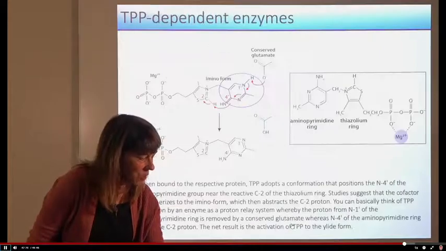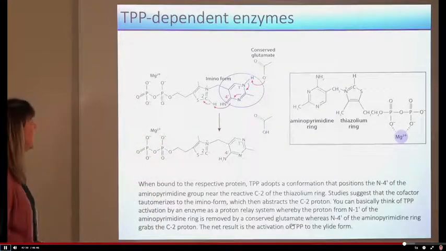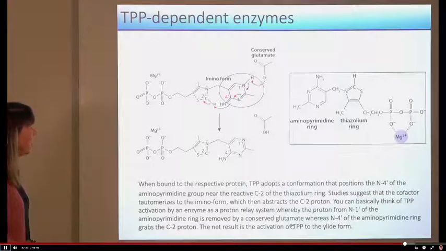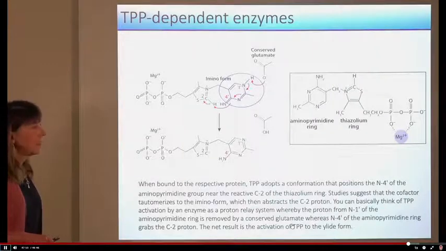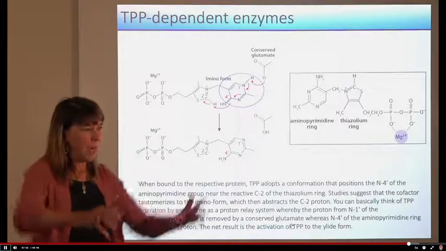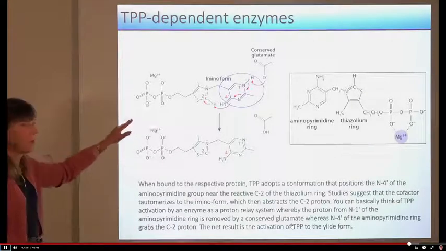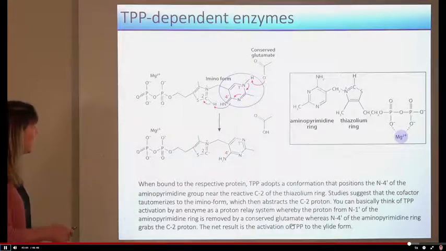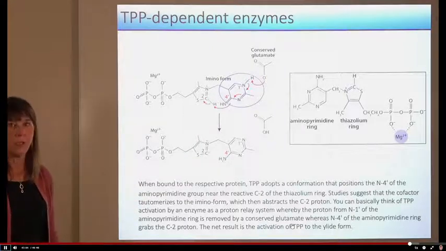But then the structures got solved of some TPP-dependent enzymes. And what they realized is that when it binds in this orientation, they think there's tautomerization going on, and there's a conserved glutamate that pulls that proton off here. These electrons get fed into here. This pulls off the proton here, and now you have the ylid. So when it binds to the enzyme, it binds in a conformation that allows the chemistry to go on, so you don't need an active site base to pull that proton off here. The cofactor is doing it for you.